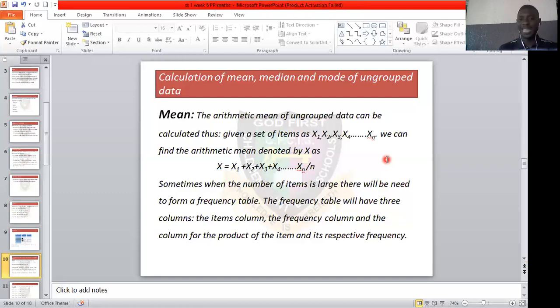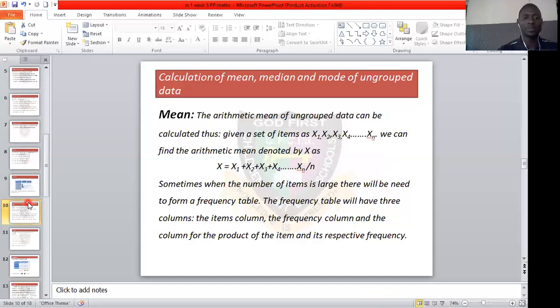That is the item column, the numbers we are looking at; the frequency, how many times they occur; and the product of the variable we are dealing with and its frequency. So you get the frequency table. Let me explain that with this example.